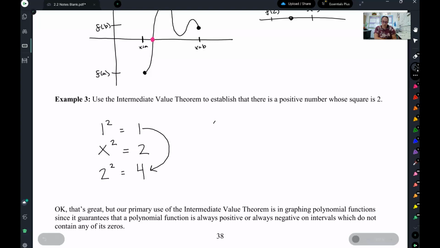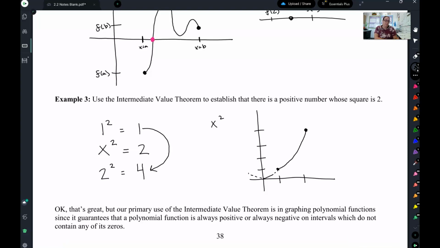So this function we're using is x squared. Let's look at what this looks like. I have 1 squared is 1, and then I have 2 squared is 4. Can I draw the x squared graph from this point to this point with a smooth continuous line? Well, yeah, I can. This is a continuous function. It doesn't have any breaks in it.